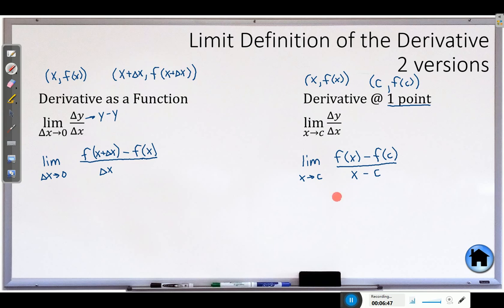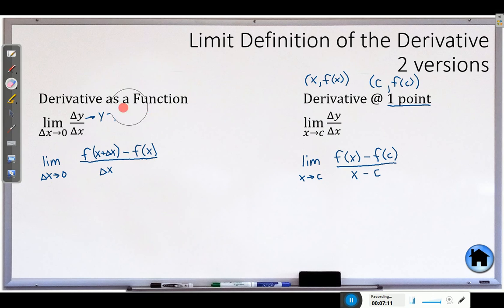The difference between these two is when you do this limit, you will get a function. When you do this limit, you will get a number. And so that's the derivative at a point versus the derivative as a function. That's kind of what we've been leading up to all semester, the actual definition of the derivative, which is the slope at one point.